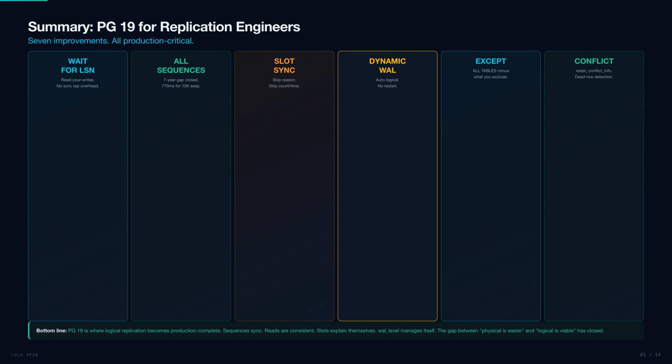7 improvements. All production critical. WAIT FOR LSN: read your writes without sync replication overhead. All sequences: 7-year gap closed. Slot sync observability: skip reason, count, and time. Dynamic wal_level: no restart for logical. EXCEPT: exclude instead of include. Conflict resolution: retain_conflict_info and dead row detection. PG 19 is where logical replication becomes production complete.